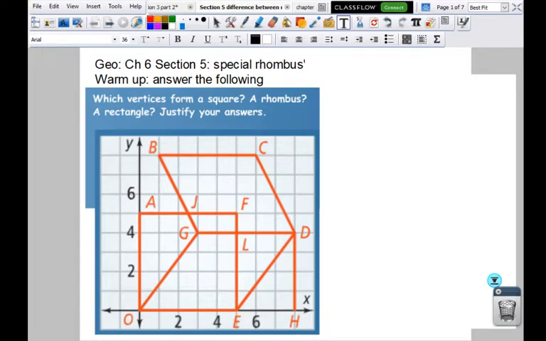Okay, so what we're doing today is not super tough. It is basically what we did yesterday, except we are working backwards.